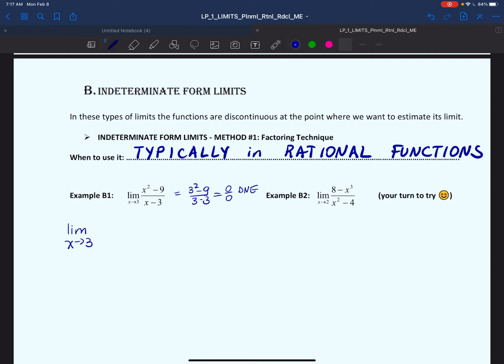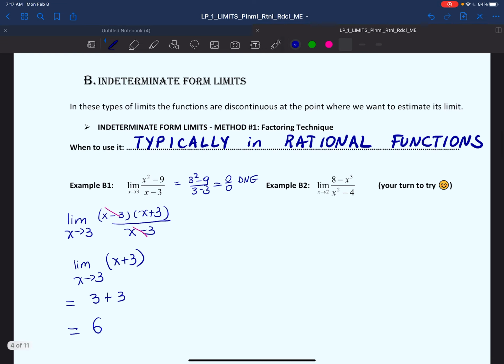So what I'm thinking is, okay, this is rational. I can try factoring. So x squared minus 9 factors to x minus 3 times x plus 3, and then divided by x minus 3. As you can see, we can simplify the common factor of x minus 3. So the simplified form would be the limit as x approaches 3 of x plus 3. Now we can substitute x by 3, and we'll say that the value of the limit is 6.